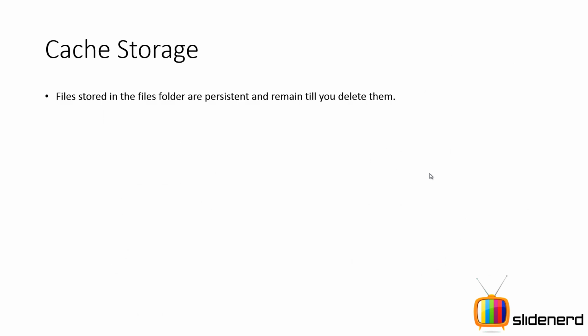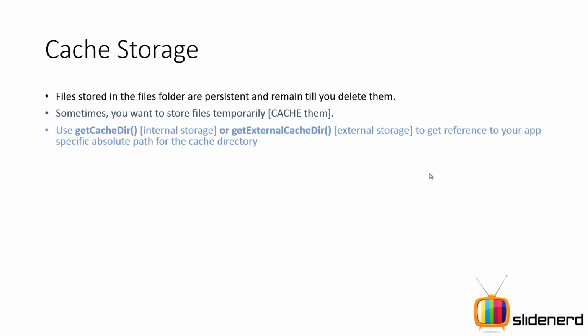Files stored in the files folder remain as long as you don't delete them, but in the cache storage, you can actually store them temporarily. Now getCacheDir gives you a reference to a file object that you can use to store files on the internal storage, or you can use getExternalCacheDir for the external storage to again store cache.